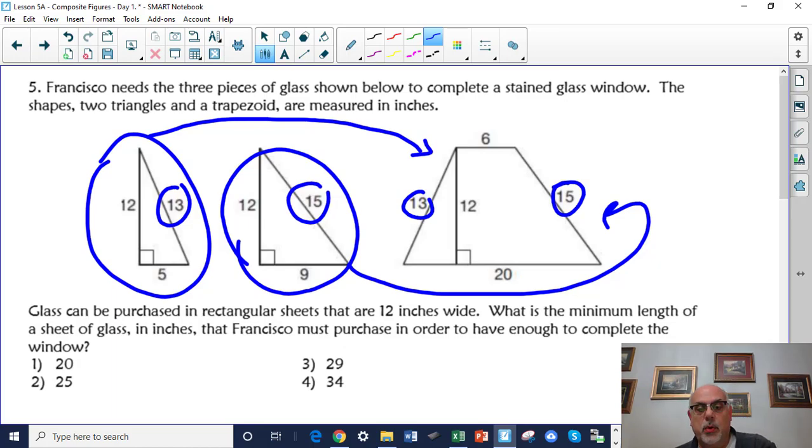You'll have this 12 inches here, right? But what will you have going across? So that's a little hint. Those are my hints for the day.